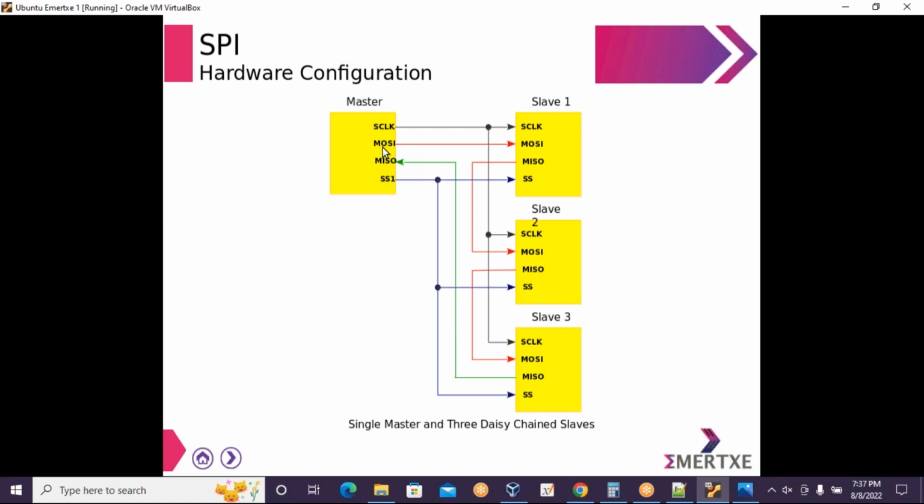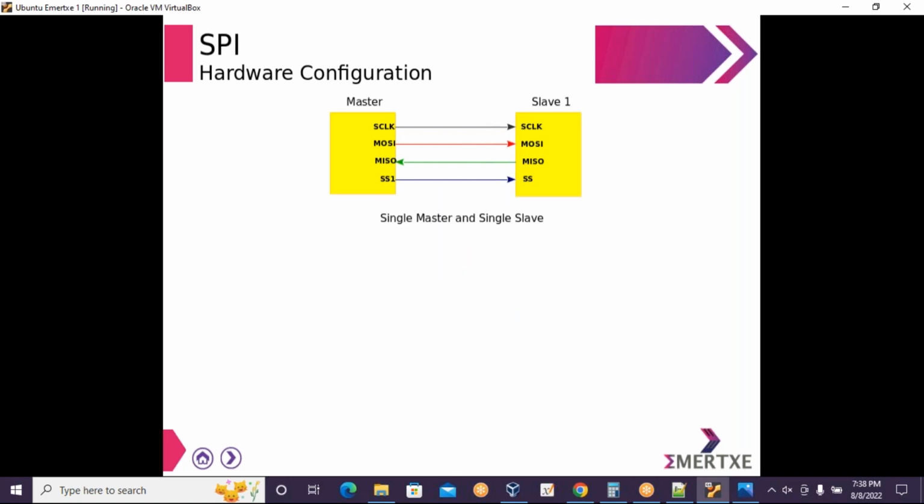Now, before I go to the next thing, that is the working principle of this SPI protocol, is it clear up to this much? Are you people clear with the normal configuration where a master is communicating with 3 slaves and the daisy chain configuration where a master is communicating with 3 slaves? Okay, fine. So now, let's say there is a single master single slave configuration.